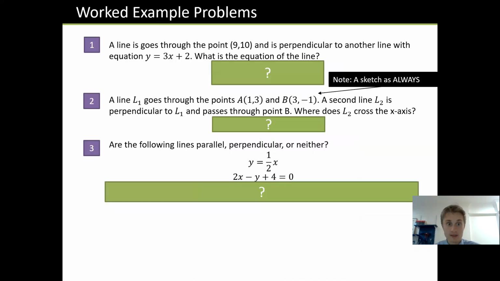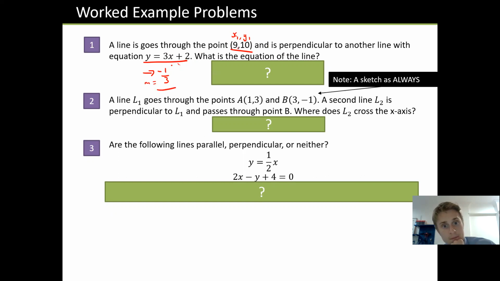A couple of questions. So a line goes through 9, 10. So that's like an x1, y1. And it's perpendicular to another line with this equation. So what's the equation of the line? Well, if it's perpendicular to this one, I'm not actually interested in this one, I'm just interested in its gradient, then the gradient of the line I'm interested in must be minus 1 over 3. Because it's perpendicular, and this is a fact about perpendicular lines.